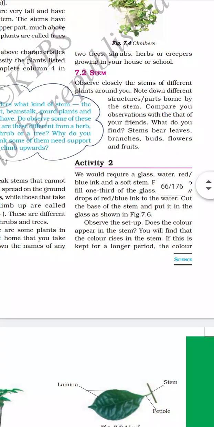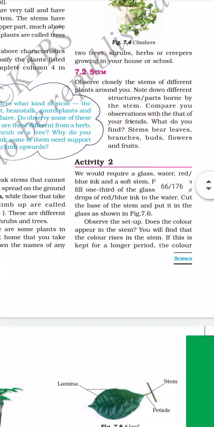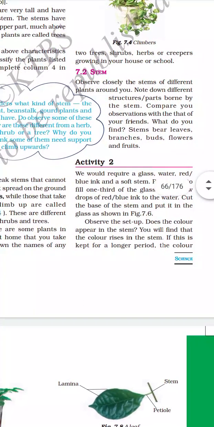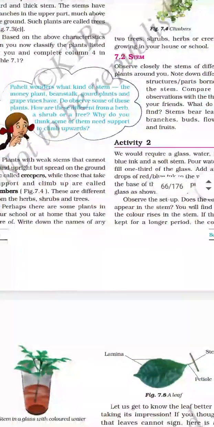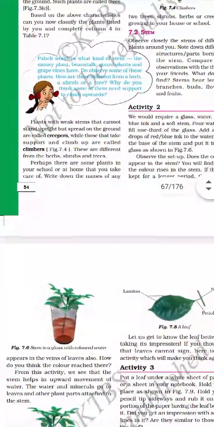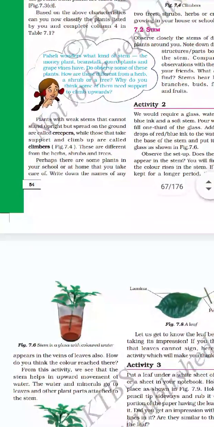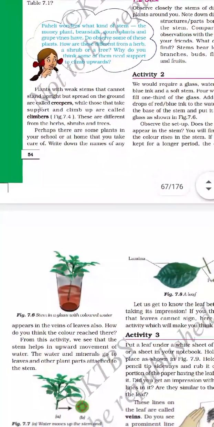Stem consists of buds, leaves, branches, flowers and fruits. These are all some of the things which plants have. Things which stem consists of.